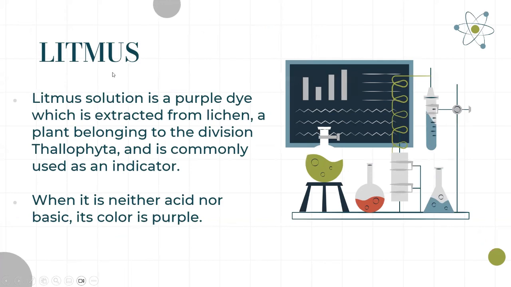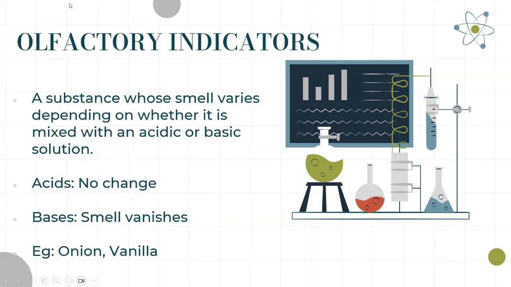Now let us look at what litmus is. Litmus is a solution which is a purple dye that is extracted from lichen. Lichen is a plant belonging to the division Thallophyta. This litmus is commonly used as an indicator. When it is neither acidic nor basic, its color is purple. So the original color of litmus is purple.